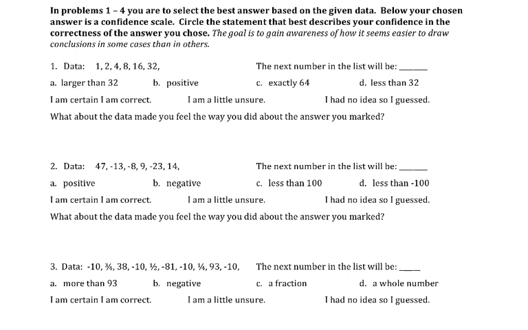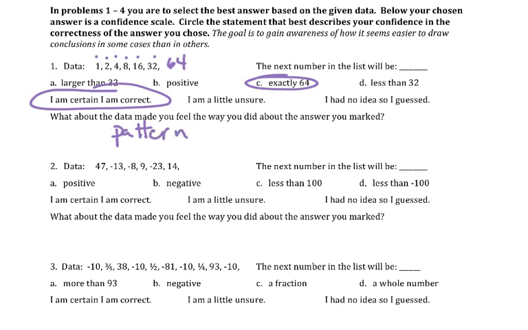The next number, well, it looks like we're doubling each time, right? So it'd probably be 64. So I would say exactly 64. And because there's a pattern to it, I would say I'm certain I'm correct. Okay, and the reason, there's a pattern.